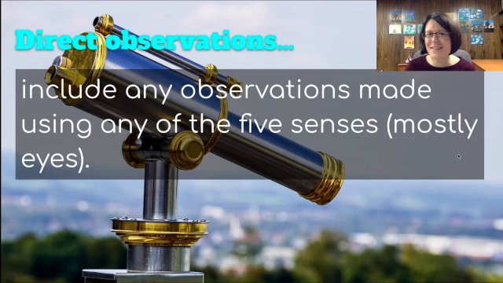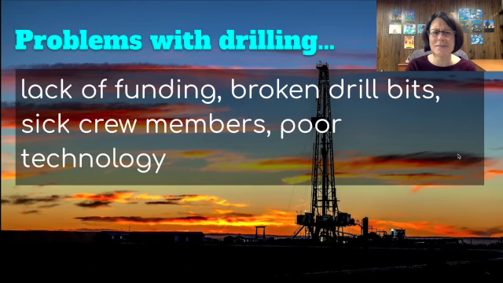So that kind of leads us into direct observations versus indirect observations. Direct observations include any observations made using any of the five senses, mostly our eyes. That's why I have a telescope in the background. And scientists mostly want to use direct observations because they're going to be the most accurate.